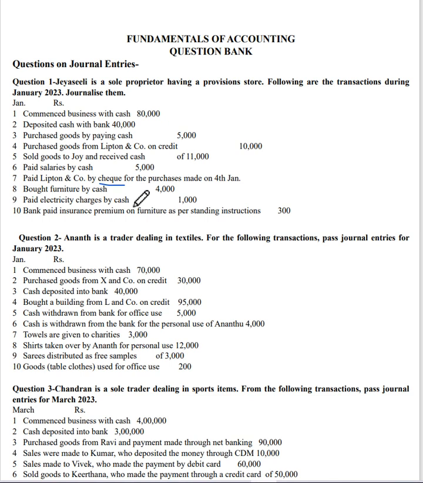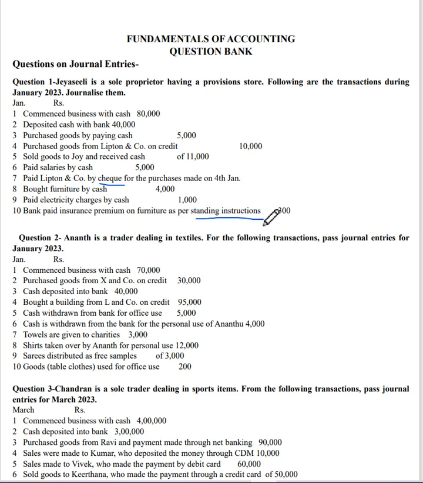So here electricity is paid, electricity payment is an expense, and by paying in cash, the cash in your hand is reducing. So electricity charges paid by cash are hitting two items. One is your expenses account, that is the electricity charges account, and your cash account. So next is, bank paid insurance premium on furniture as per the standing instruction.